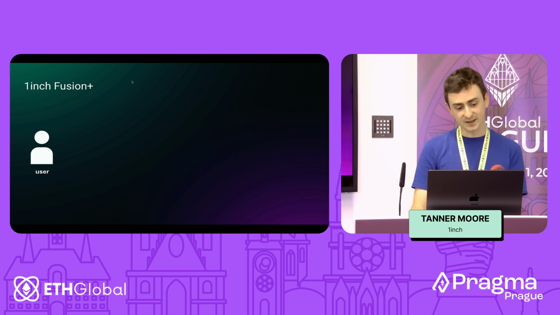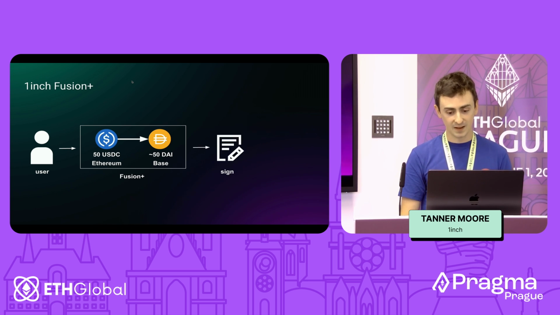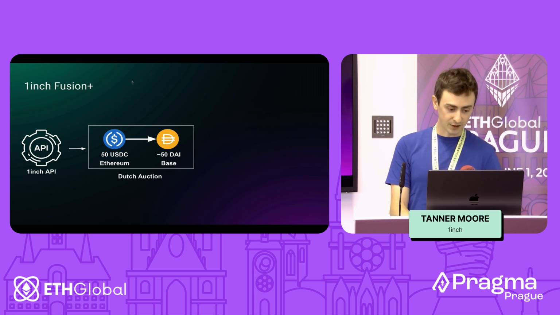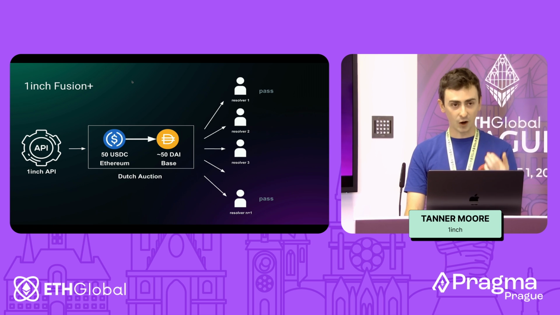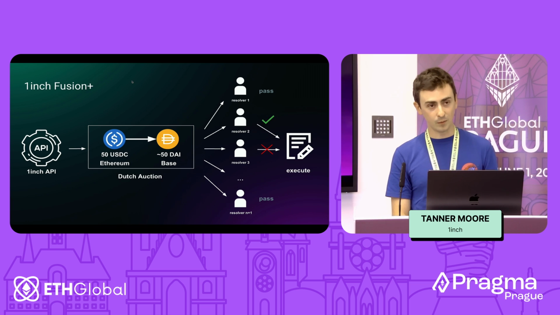So let's walk through another example. A user says, I would like to trade 50 USDC on Ethereum for 50 DAI on Base. They sign the transaction once they're happy with the estimated return, and they send it off to the 1inch API. The 1inch API then starts another Dutch auction with 50 USDC and 50 DAI on Base. And again, there are resolvers watching this and deciding if they are interested in facilitating the swap for the user. And just like before, one of them will eventually say yes.